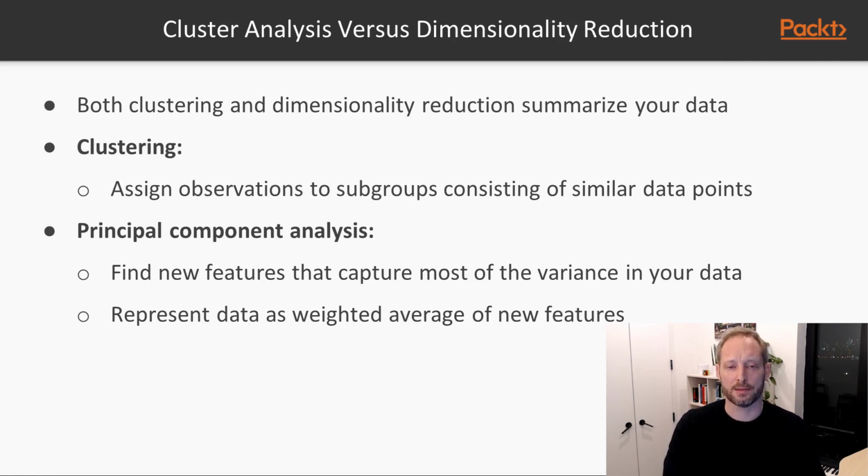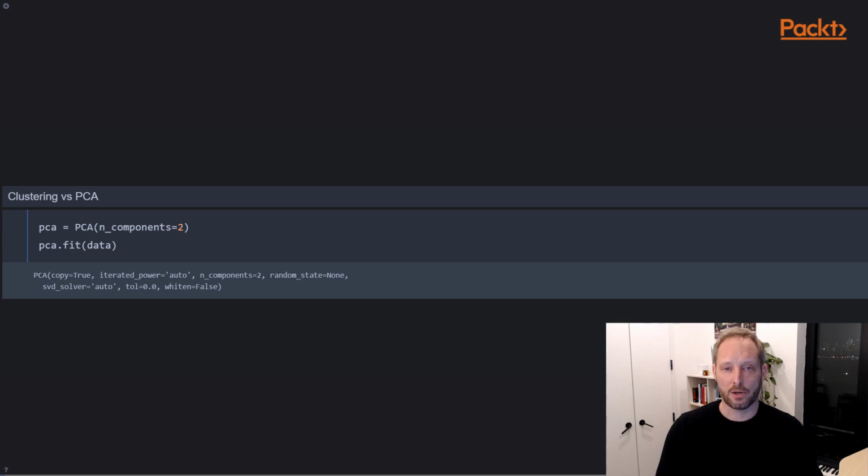Principal component analysis, in contrast, identifies entirely new features with certain restrictions. The new features should capture as much variance in your data as possible, so they're very useful in describing your data, and they should also be orthogonal to each other. Then you can represent your data as a weighted average of these features using the projection approach and the dot product that we discussed in the last video.